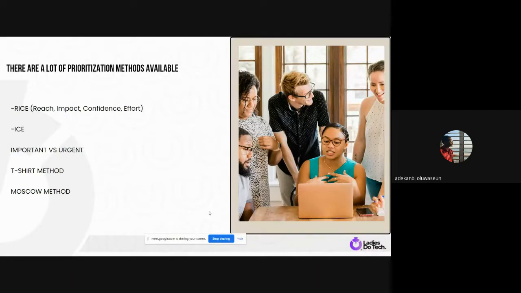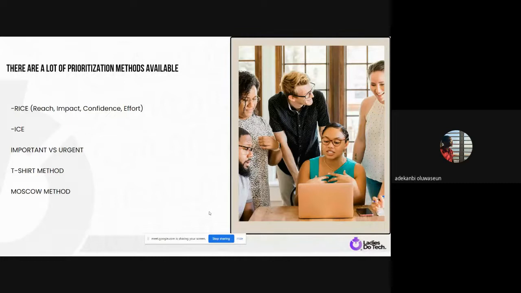Then there's the important versus urgent, right? That one is very common. People do that a lot too. And each of these techniques has its own pros and cons. There are some scenarios where this might not work, and there are scenarios where it will work. But that's why you have to expose yourself to all of them first, so that you will know when to switch. You will know when you should try method A or when to use method B.